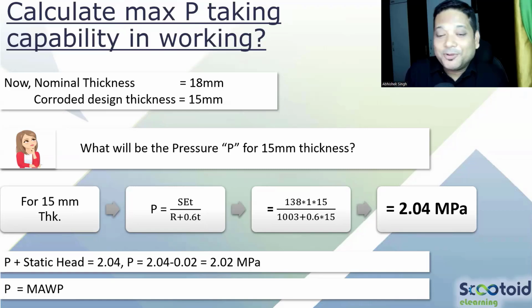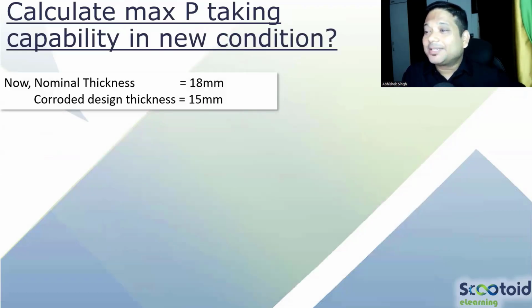Now, some of you might be confused whether I have to subtract static head or not. That value which you have got, 2.46. Whether you have to subtract the static head. Let us do the calculation and then we'll talk about it. Just first understand MAP. Then we'll talk about why we are calculating this. Then it will make sense.